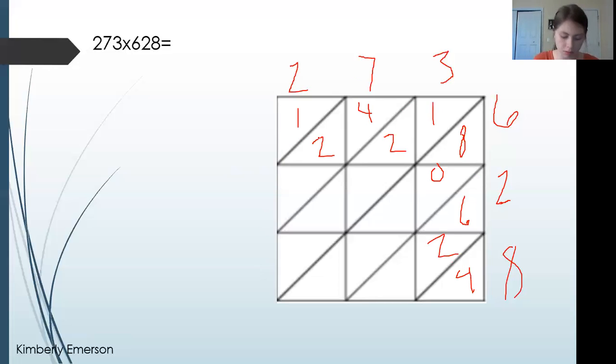7 times 2 is 14, I believe. I just want to double check. Don't want to put any false information on here. And then 7 times 8, I do need a calculator for that. It's 56.